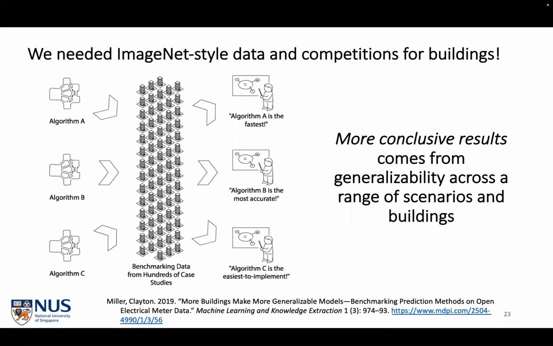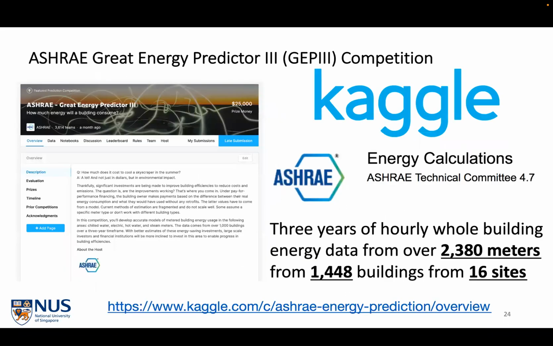So about 4 or 5 years ago, a bunch of us got together from ASHRAE TC 4.7. Chris Balbach kind of led the way, blazed that trail, and brought me on board. We said we need an ImageNet-style competition and data set for buildings to create more conclusive results through the application and comparison of techniques on the same relatively large building set. Some of you might have heard of this, or if you're not familiar, I'm hoping that you'll check this out. We developed what's called the ASHRAE Great Energy Predictor Competition 3 that was hosted on the Kaggle platform.